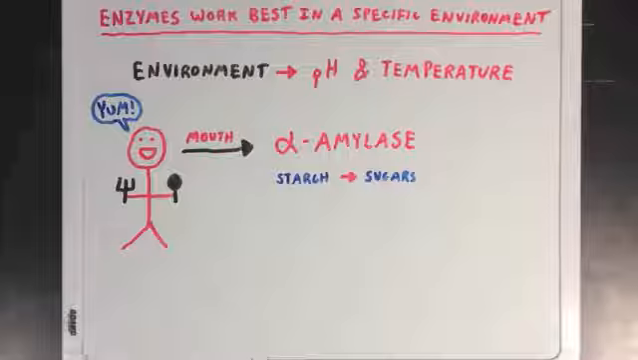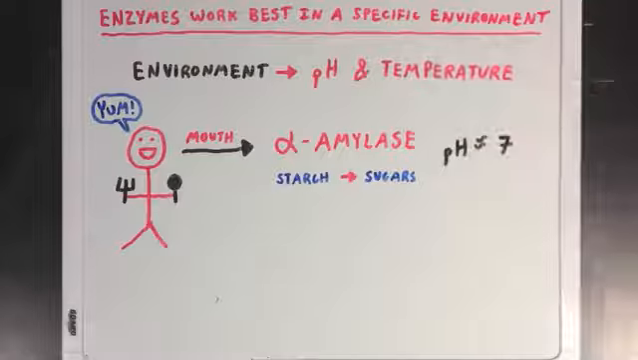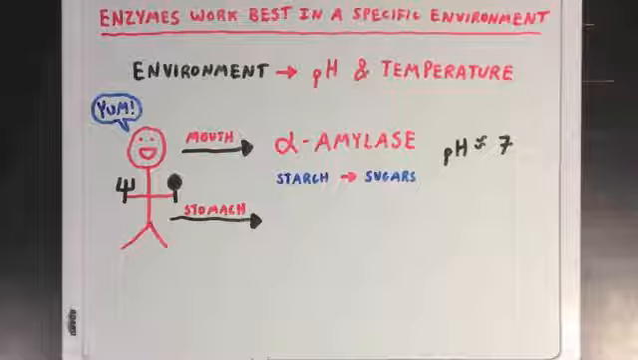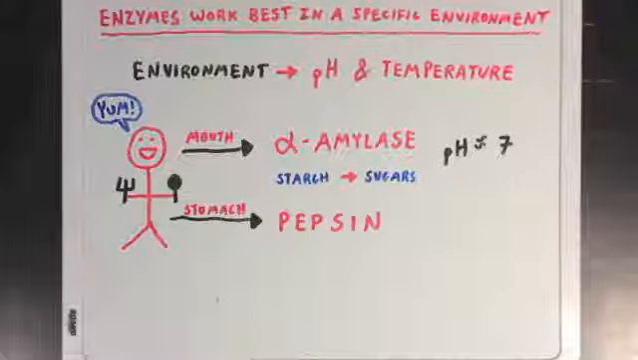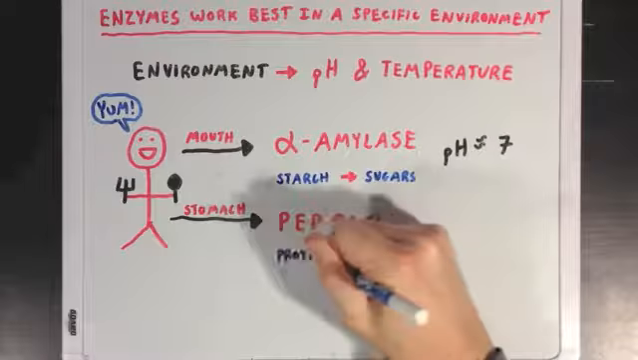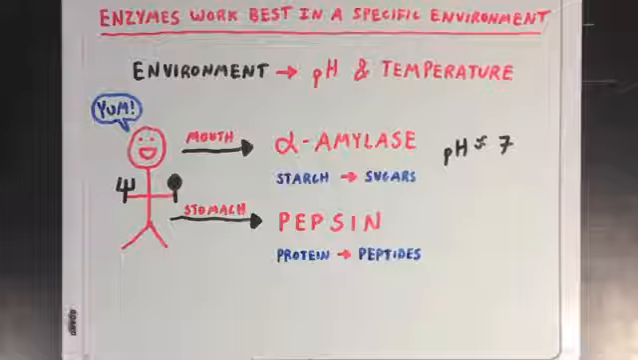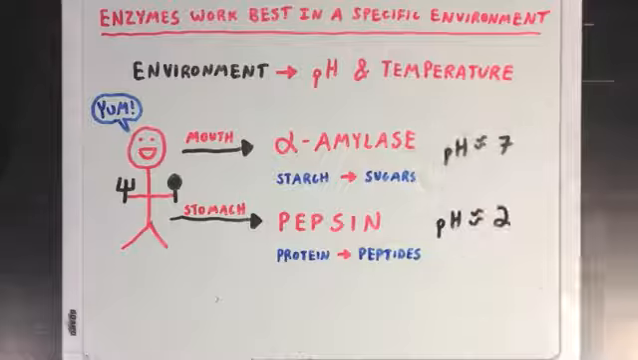And alpha amylase is able to work well in your mouth since it functions best at a pH of around 7, which is about the same pH as a human's mouth. Now, moving along, the food that our guy ate is going to go all the way down to his stomach, where a whole different group of enzymes will start breaking down the food. Now, one enzyme that humans have in their stomachs is called pepsin, which breaks down big proteins into smaller peptides. Now, pepsin will be most active at a pH of around 2, which is also the pH of your stomach, which is so low because of all the stomach acid that you'd find there.